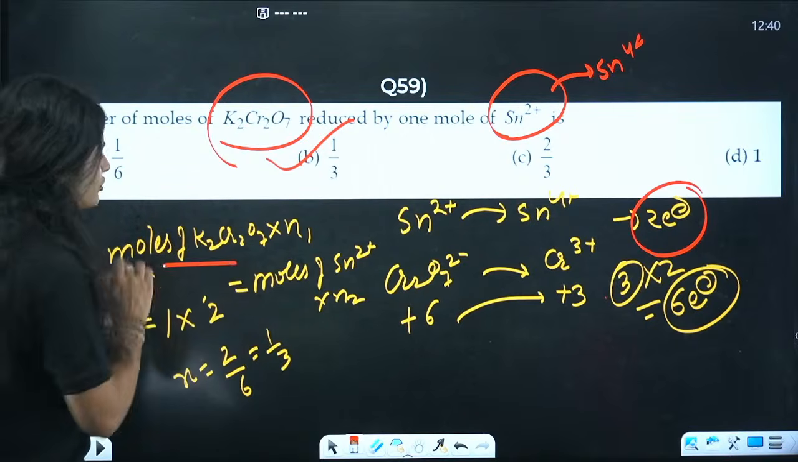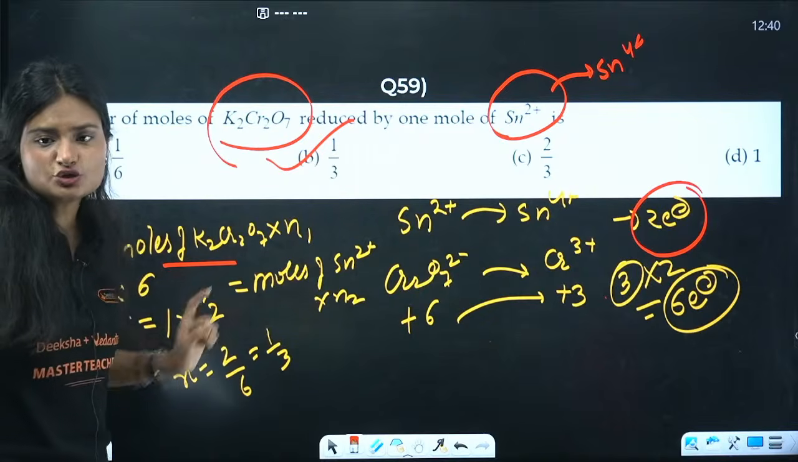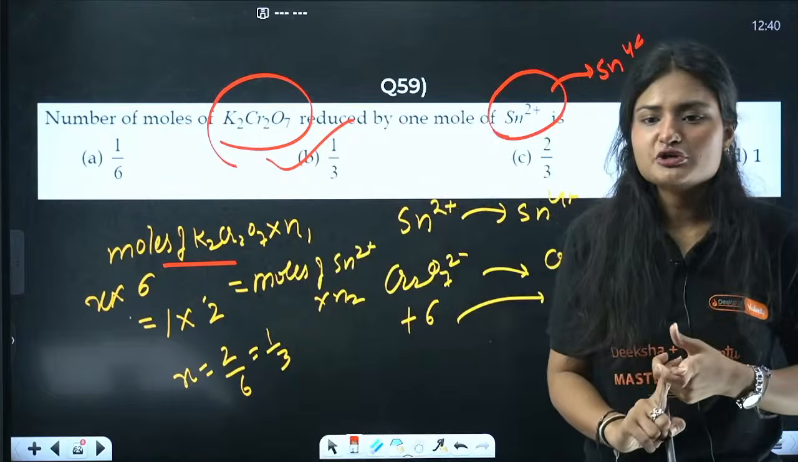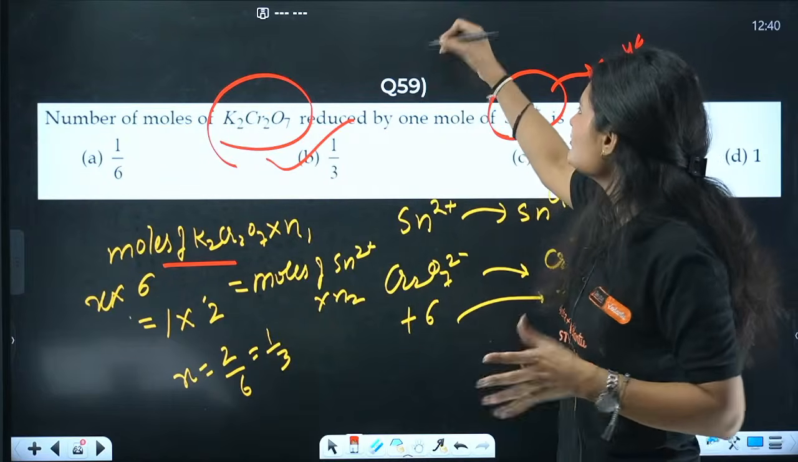We don't know this amount, but we know the other because we are given 1 mole of Sn2+. You just follow this relation all the time. Calculate the number of electrons. One time you will be given oxalate, ferrous oxalate.